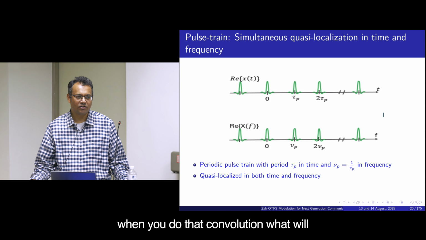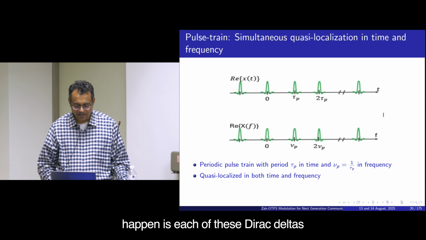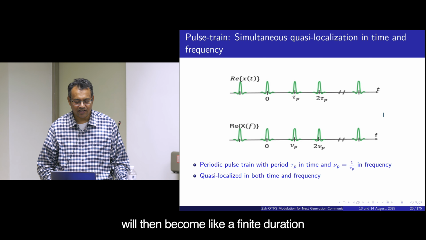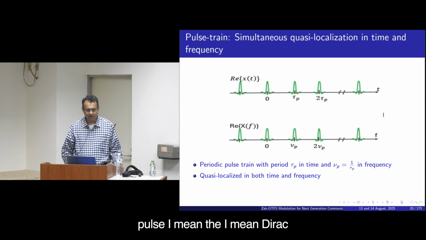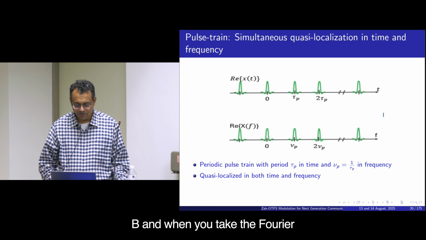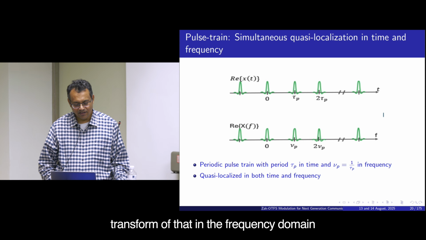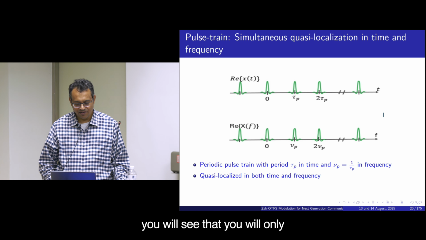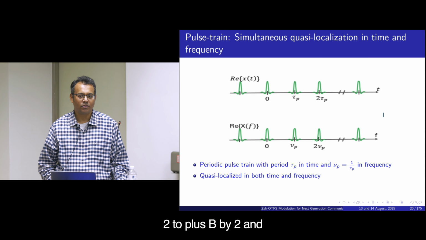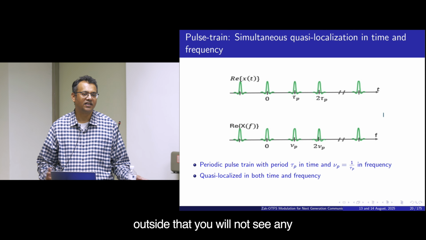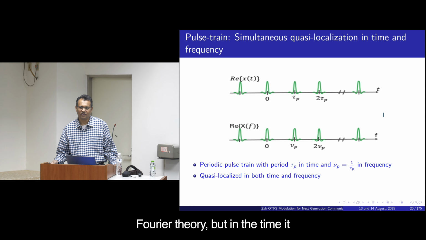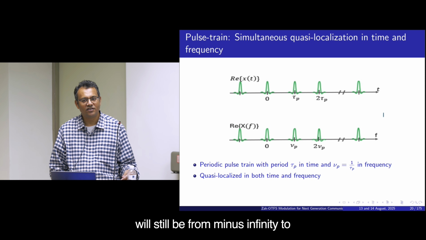When you do that convolution, each of these Dirac deltas will become a finite duration pulse. A Dirac delta is a Dirac delta, but when you filter it, it will become something more like what I have drawn here. The width of each pulse will be roughly 1 over b. When you take the Fourier transform of that, in the frequency domain you will only see these pulses between minus b by 2 and plus b by 2, and outside that you will not see any pulse. That's your normal Fourier theory. But in time it will still be from minus infinity to plus infinity.